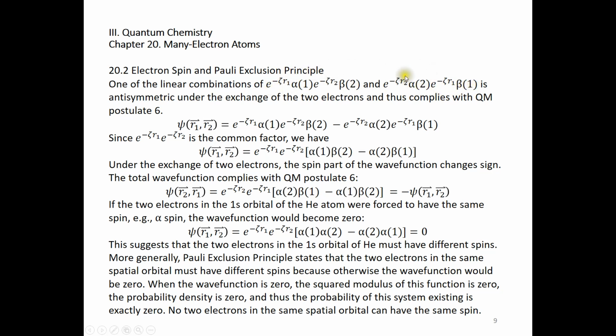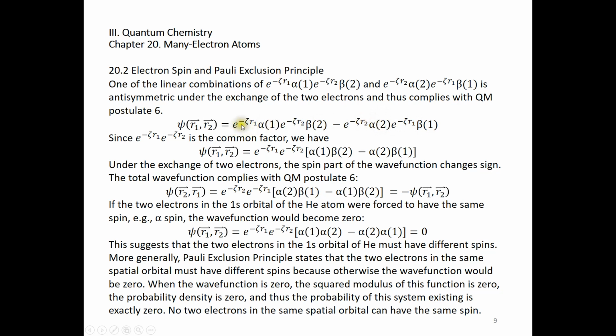So we can do a linear combination of these two. One of the linear combinations is this. We simply take the difference between these two. So the first term, electron 1 is alpha. The second term, electron 1 is beta. The first term, electron 2 is beta. The second term, electron 2 is alpha.